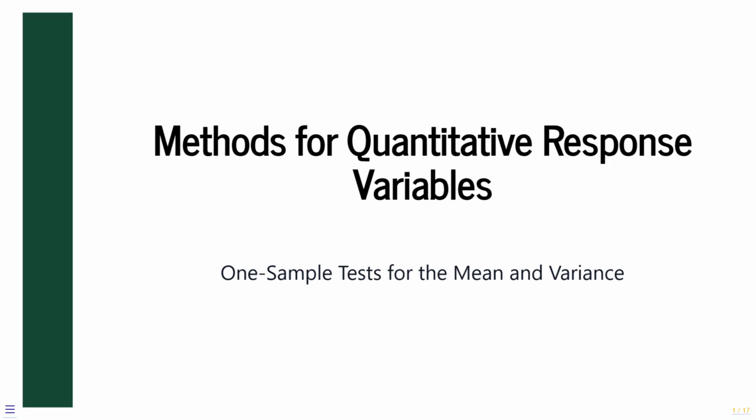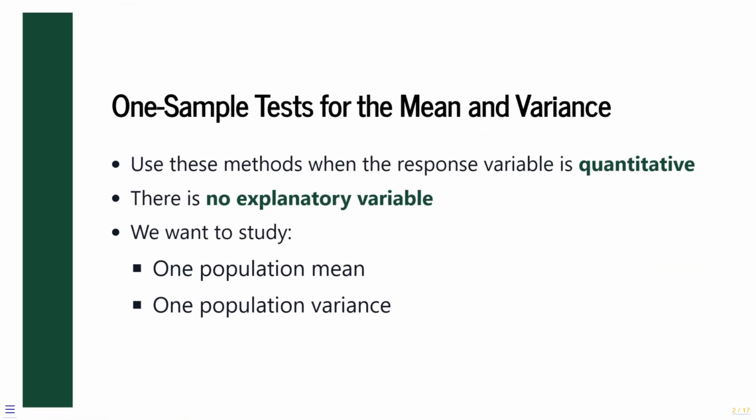This video covers one-sample tests for quantitative data. We use these methods when there is one quantitative response variable, no explanatory variable, and we want to make an inference about either a population mean or a population variance.